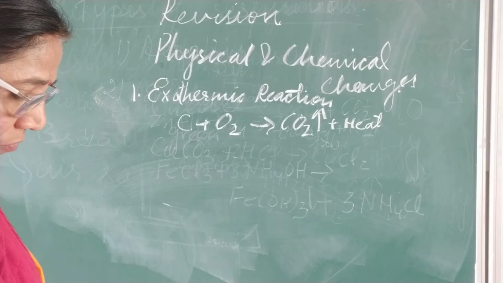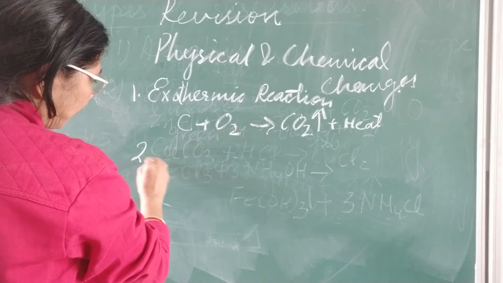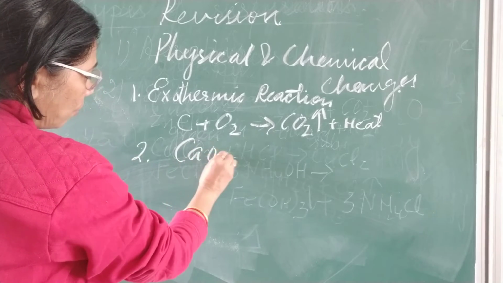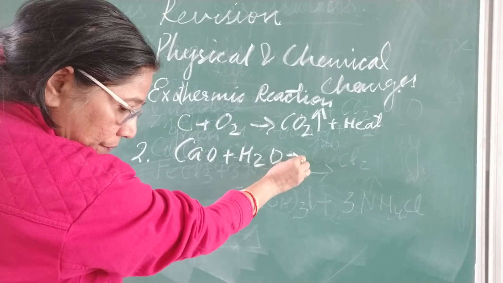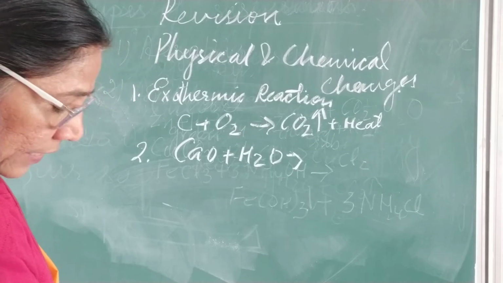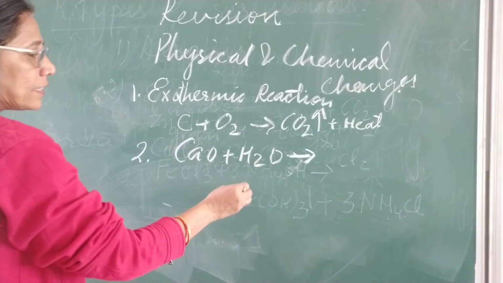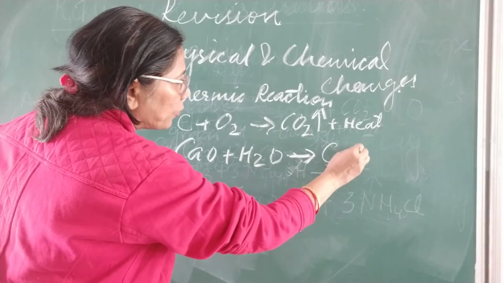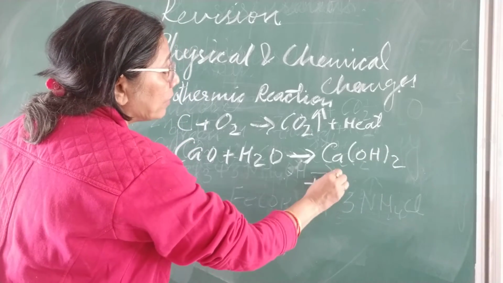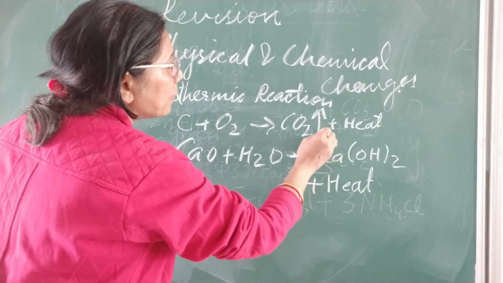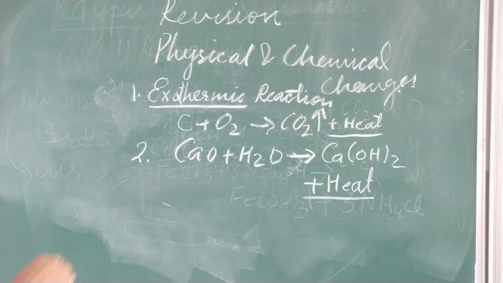And when water is added to quicklime, CaO plus H2O, heat is evolved. What is formed? Calcium hydroxide, slaked lime, is formed and heat is evolved. When heat is evolved, we write plus heat. Such reactions are called exothermic.